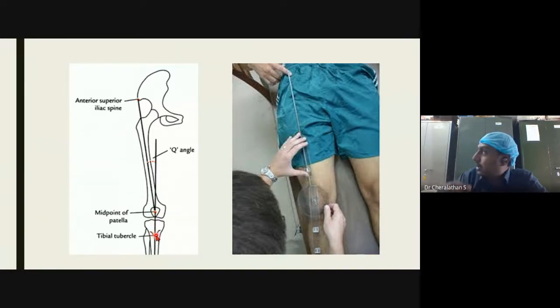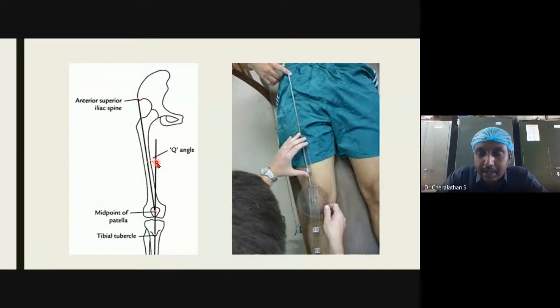The tibial tubercle again is a subcutaneous bony landmark. You mark the tibial tubercle. You draw a line connecting these 2 points, another line connecting this point to the ASIS. You extend this line proximally. Now the angle made by these 2 lines is the Q angle.